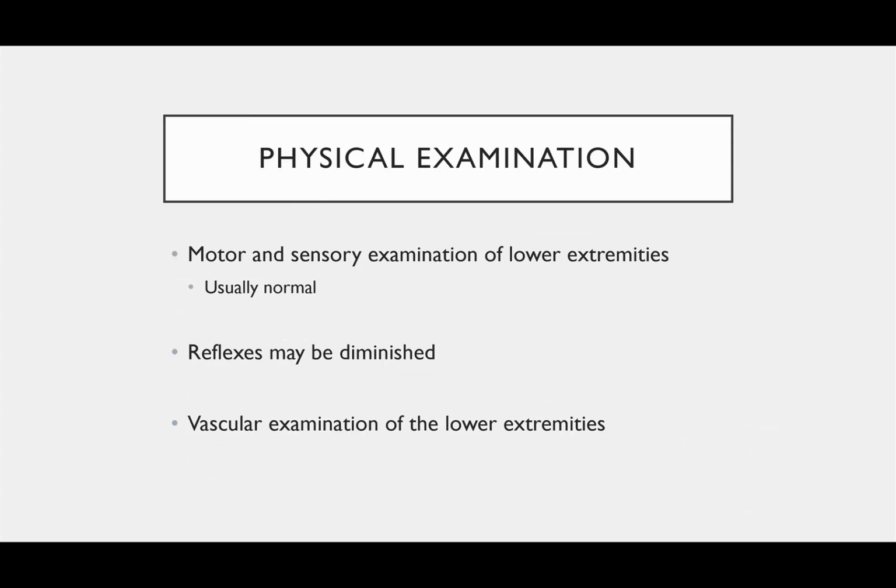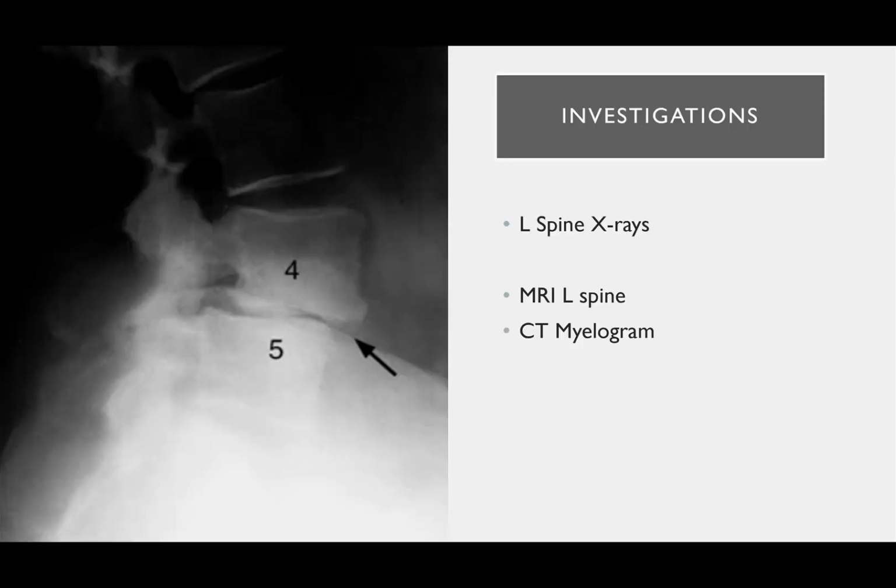On physical exam, you very frequently have normal motor and sensory examinations. I mean, you might have some diminished reflexes, but you usually don't have significant motor weakness or numbness. You certainly have to do a vascular examination in order to help distinguish from vascular claudication. X-rays can be helpful. Here you see an example of degenerative spondylolisthesis.